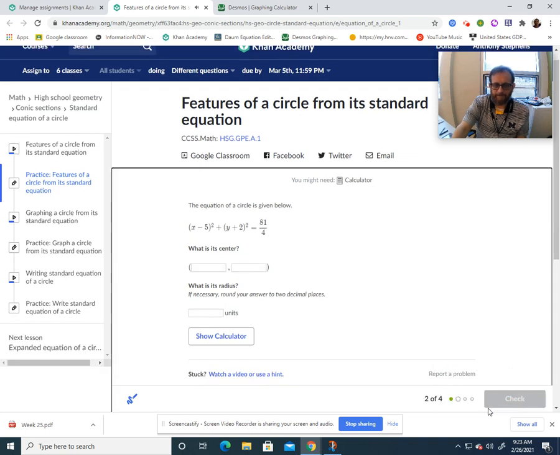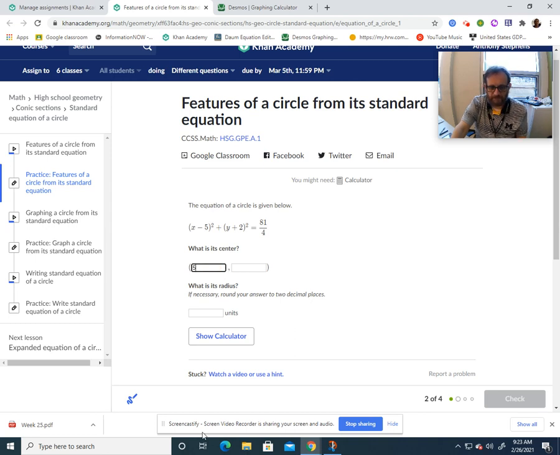All right, next one. Same idea. This moved it 5 units to the right. This moved it 2 units down. And now I need the square root of this. Taking the square root of a fraction is just like taking the square root of any number. You just do the top and bottom separately. The square root of 81 is 9. The square root of 4 is 2. So my radius is 9/2.